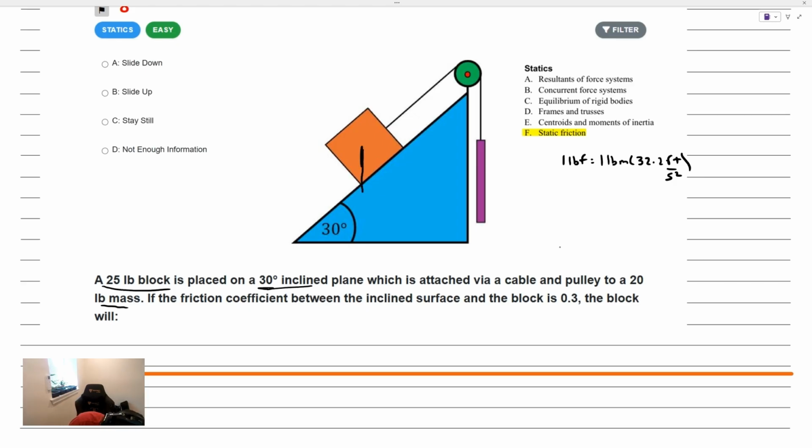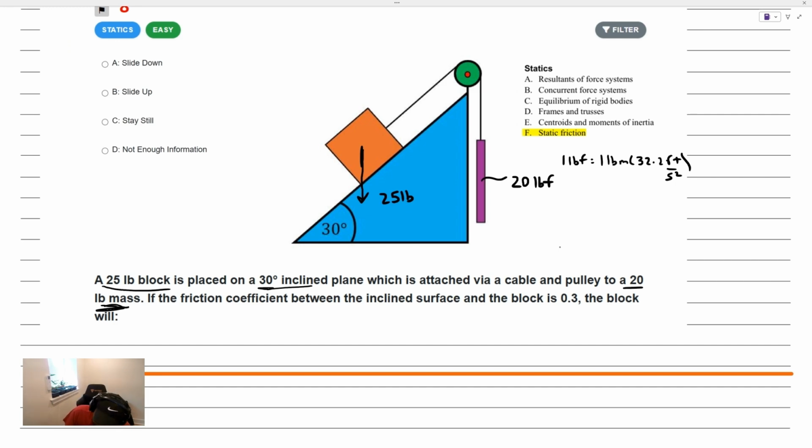So actually, the weight here is 25-pound force. And while we say 20-pound mass here, it doesn't matter. We put 20-pound force. It's equivalent, right? The magnitudes are equivalent. If we take 20-pound mass, multiply it by gravity, we get 20-pound force.